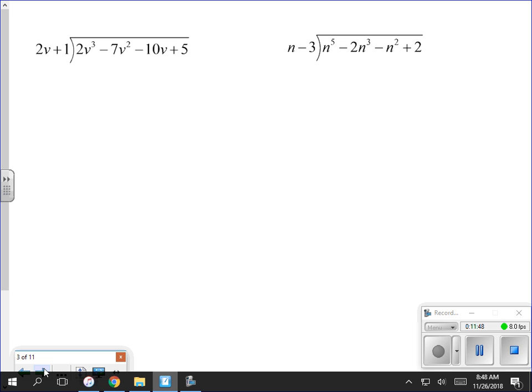Okay, a little bit bigger problem. 2v cubed minus 7v squared, 10v and 5. So first thing I want to do is check what I'm dividing into. 3, 2, 1, 0. Yeah, I'm good on my powers. Same process. 2v goes into 2v cubed. How many times? What times 2v gives me 2v cubed? V squared.